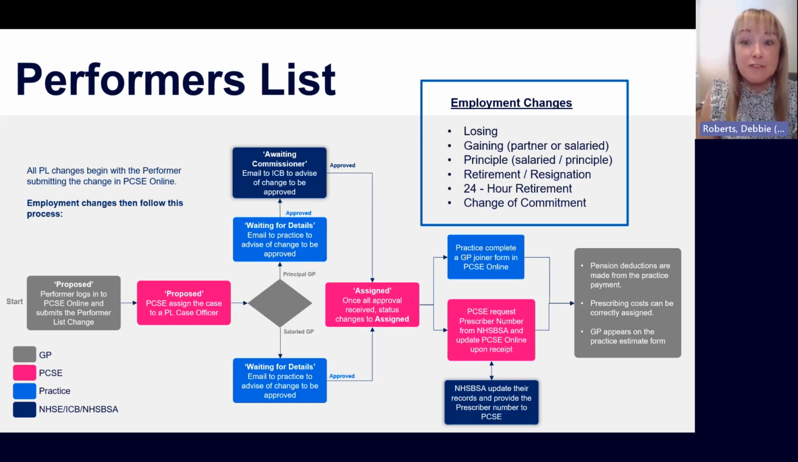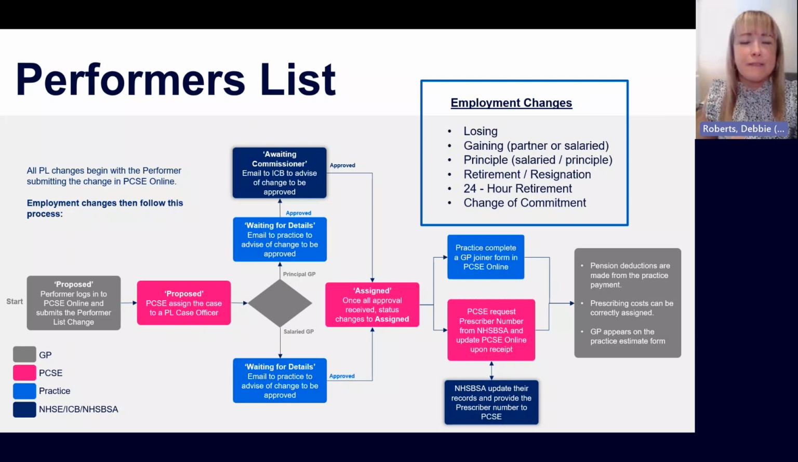Now, let's just go down the happy path. A GP is joining your practice, he's logged into PCSE Online and submitted it through, PCSE have received it, we've had a look, and everything's fine. So we've assigned that case to one of the PCSE case officers. What happens then is our system will automatically ping a task over to the practice that they're joining or leaving, obviously, but in this example, they're joining your practice. You will then see in your queue the request from the GP. The PL practice manager will get that task, and that's when you will have the option to either approve or reject that change.